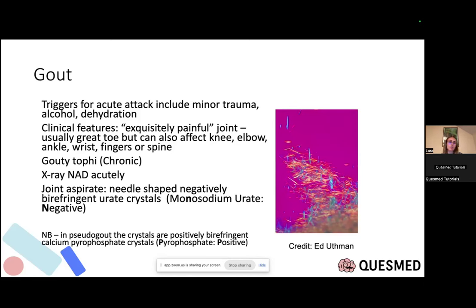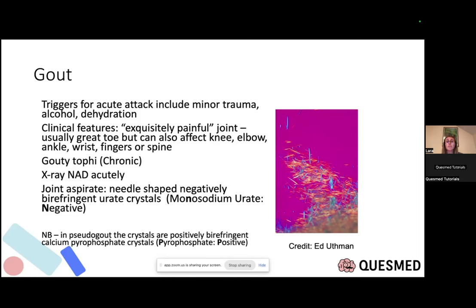So if someone's come in with a red hot swollen joint, what you have to rule out first is septic arthritis. You can do the Kocher criteria for that. It's really useful and it gives you a likelihood that it is a septic arthritis or not. And then based on that, you can come up with your management plan. If you're highly suspicious this is a septic arthritis, this is someone's first presentation, they've just come in with a red hot swollen knee, they're probably going to need an aspiration.